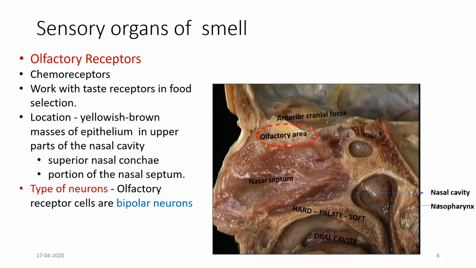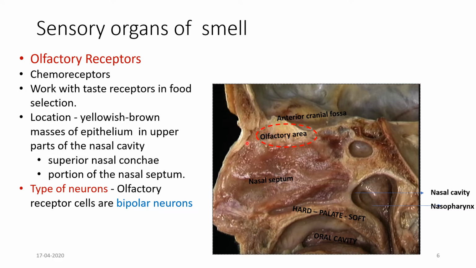Now, let us see about the olfactory receptors. These are chemoreceptors. Along with the taste receptors, they help in food selection because we usually smell food at the same time we taste it. What is the location of these olfactory receptors? These are yellowish brown masses of epithelium in the upper part of the nasal cavity.